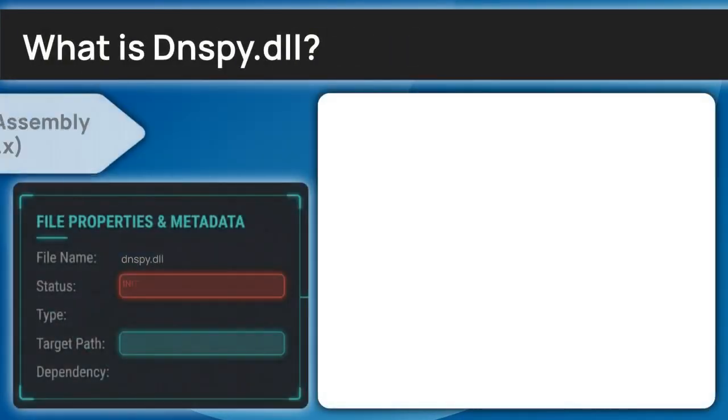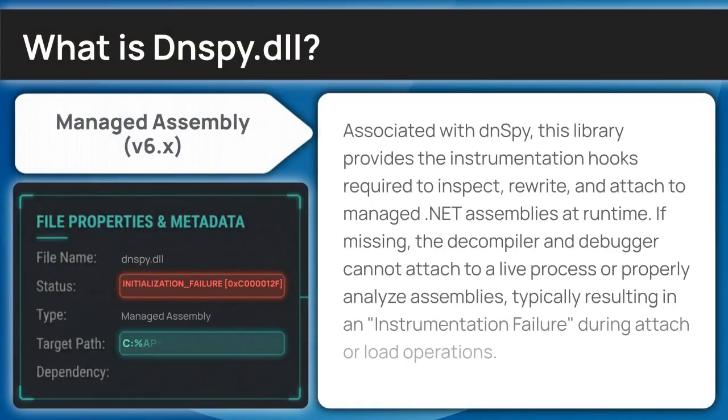This is the Dnspy library. Associated with Dnspy, this library provides the instrumentation hooks required to inspect, rewrite, and attach to managed .NET assemblies at runtime. If missing, the decompiler and debugger cannot attach to a live process or properly analyze assemblies, typically resulting in an instrumentation failure during attach or load operations.